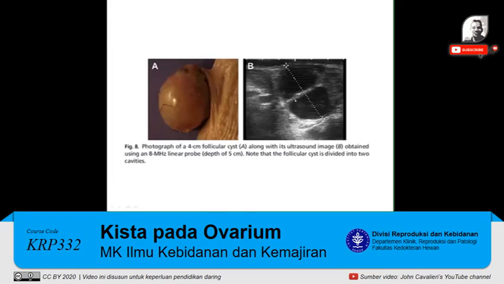Either that, or you've got a wall or some point of demarcation between the two, but it's more likely to be two follicles in this particular situation here.